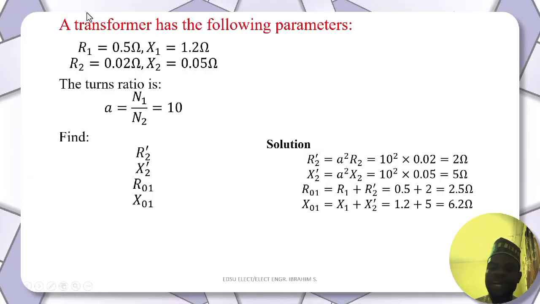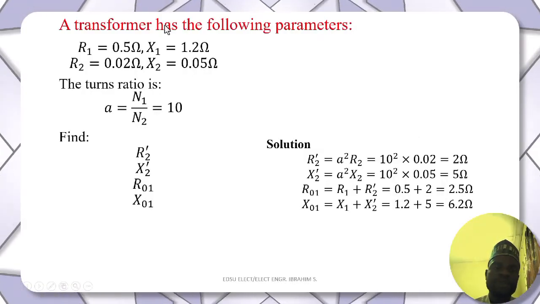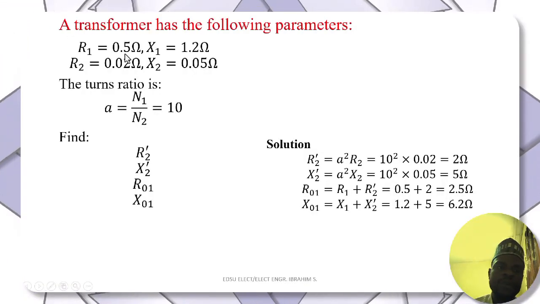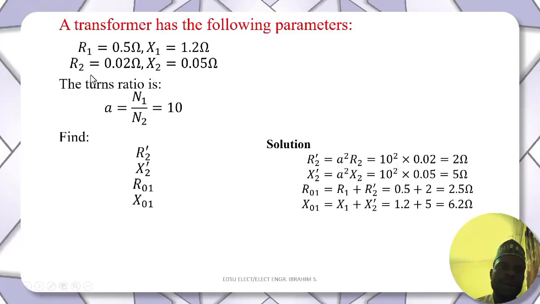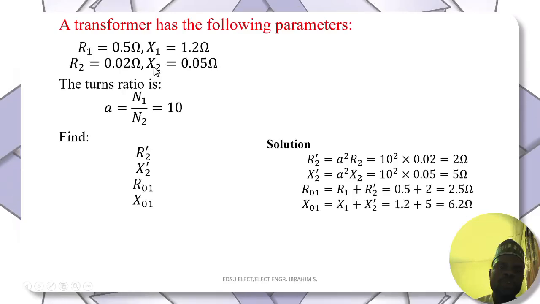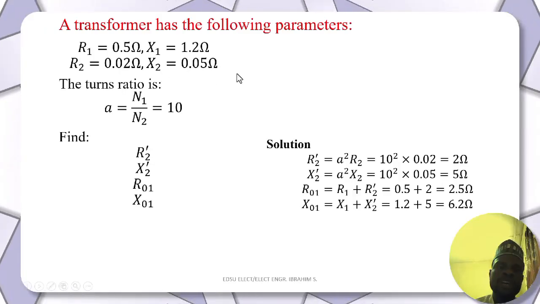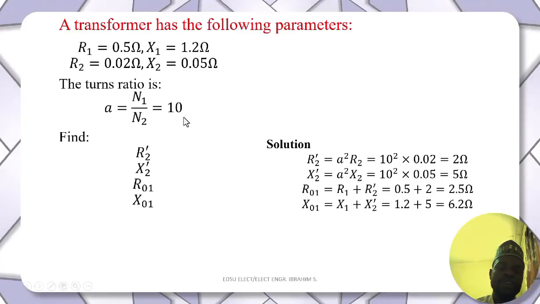So a transformer has the following parameters. We are told to solve this. Our R1 equals 0.5 ohms, our X1 is 1.2 ohms, and R2 is 0.02 ohms, and X2 is 0.05 ohms. And our turns ratio was given to be 10.